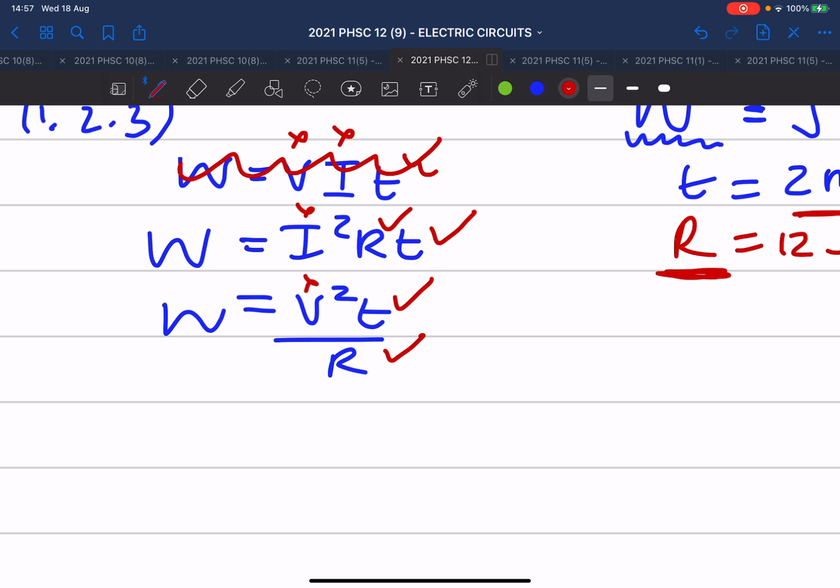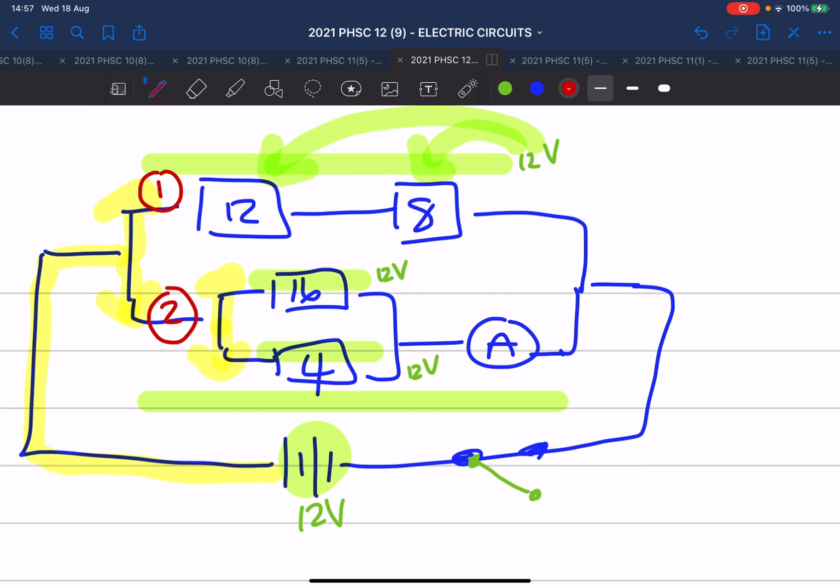Mary, which one do you want to calculate, the current or the volts? The volts. Okay, how do you want to calculate the volts? How do you want to calculate the current?